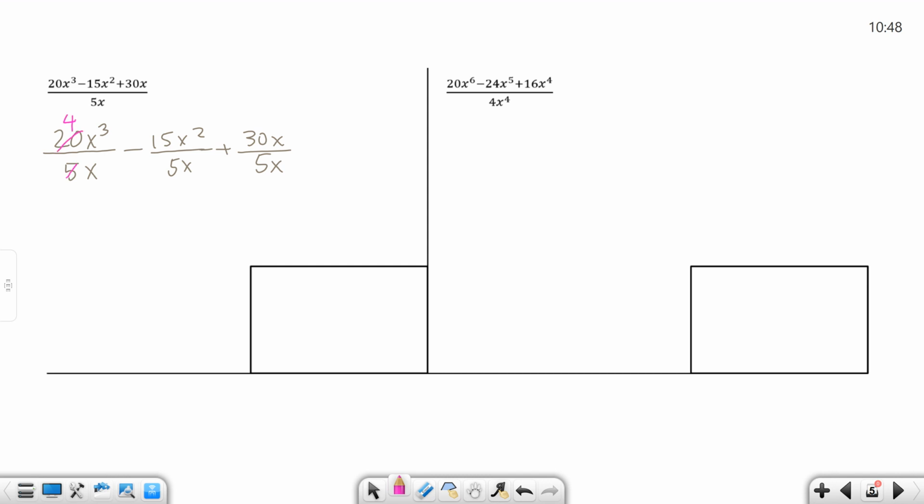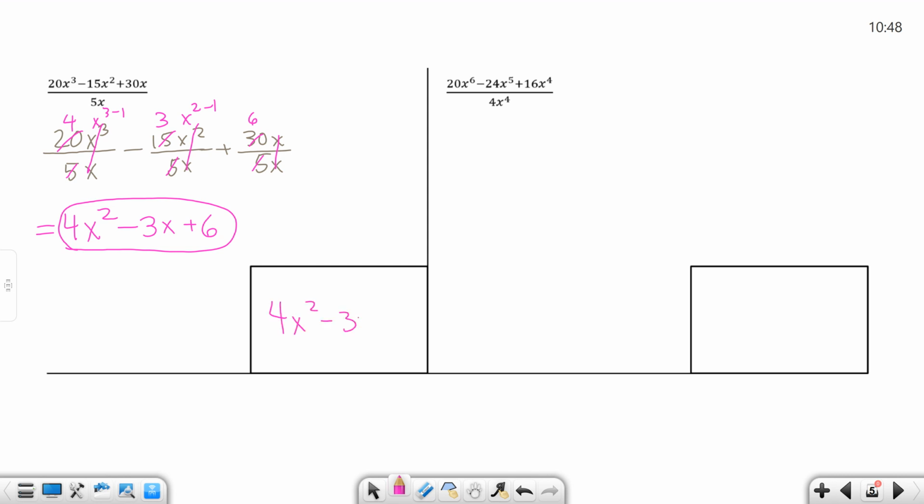20 over 5 becomes a 4, and then this becomes x to the 3 minus 1. So this is 4x squared. And then minus 15 over 5 is 3. There was no other negative to deal with, so it's just going to be minus. And then here x to the 2 minus 1, which is x to the 1st. We don't write the 1. Plus 30 over 5 is 6, and those x's divide out and become 1s. You could do x to the power 1 minus 1 is 0 power, or you could just leave it. So that's 6. So then here we have the final answer, 4x squared minus 3x plus 6.